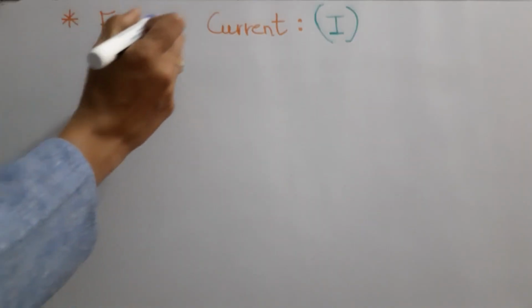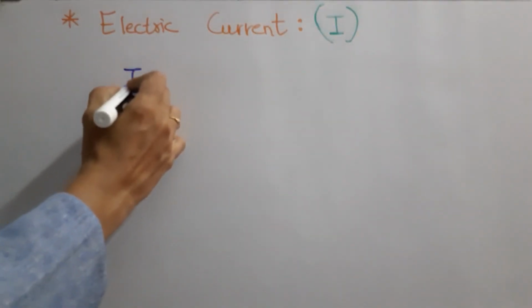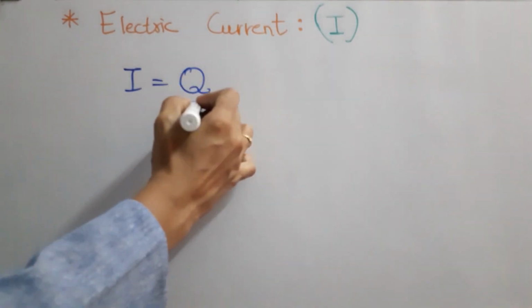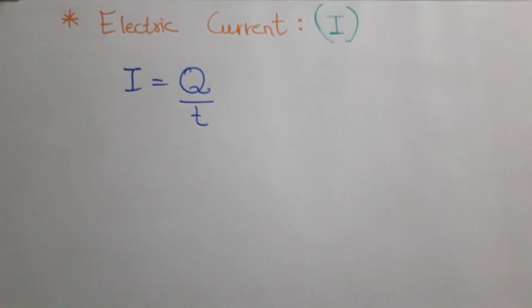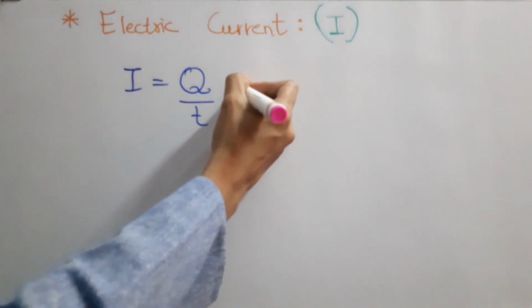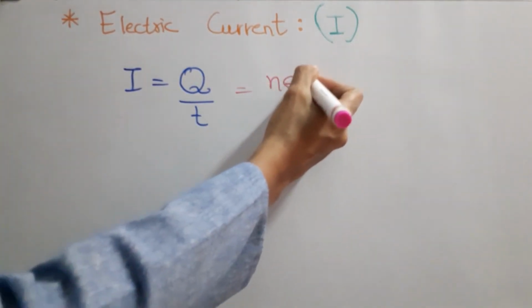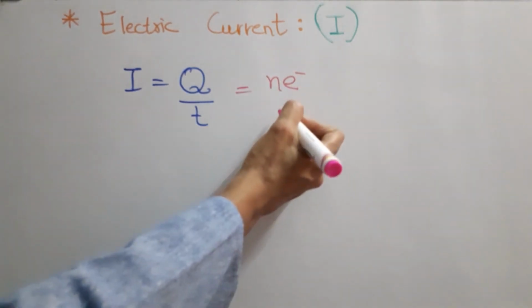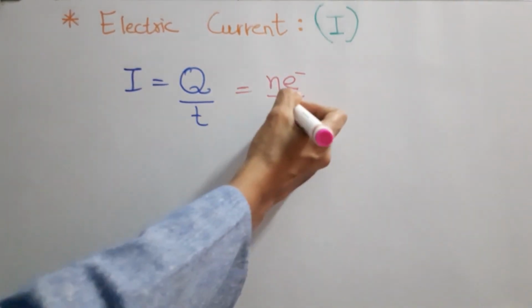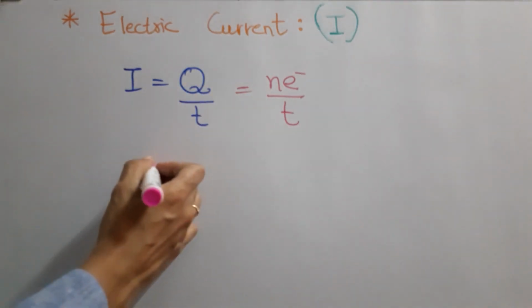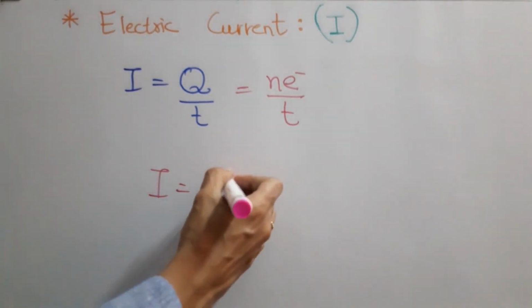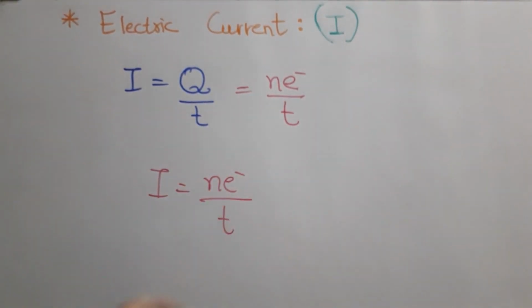We studied electric current formula in terms of charge as charge upon time. But charge is equal to number of electrons multiplied by charge of 1 electron, division sign and time as it is. So we got our new formula. Current is equal to N E by T.